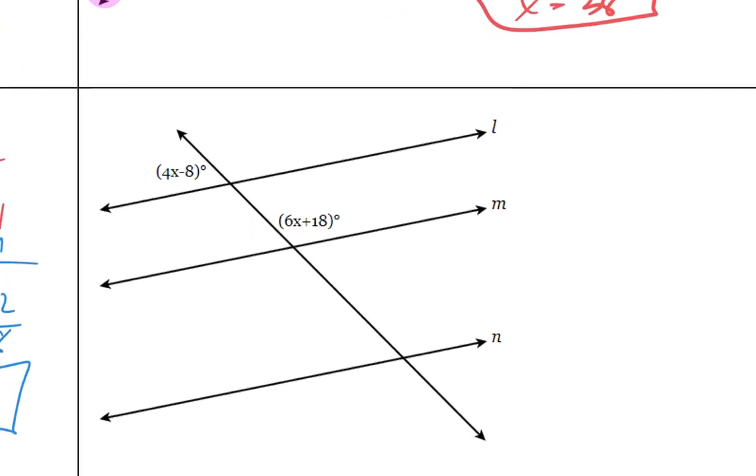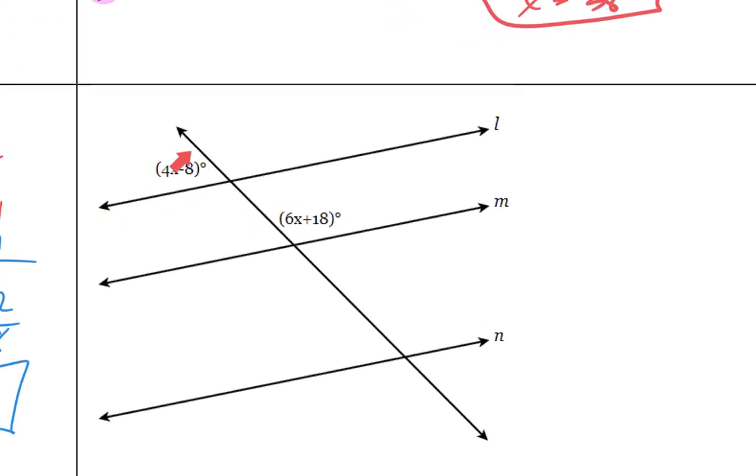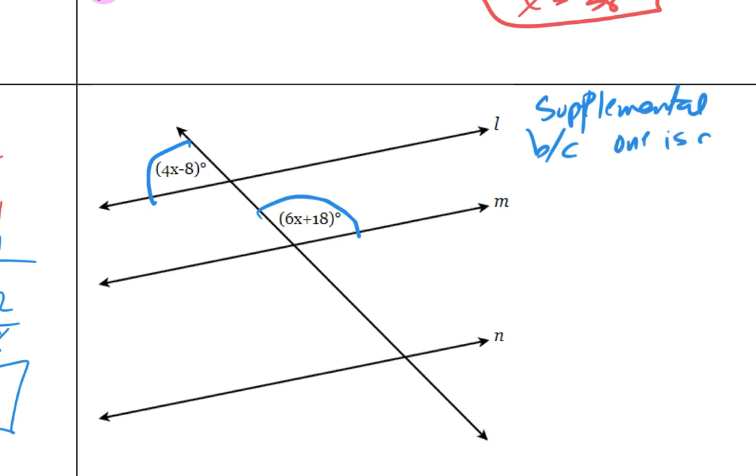Okay, this one right over here. What do we notice about this one? This one is less than 90, right? That's less than 90. This one is greater than 90, right? This is less than 90. This is greater than 90, so they have to be supplemental, because one is acute and one is obtuse.